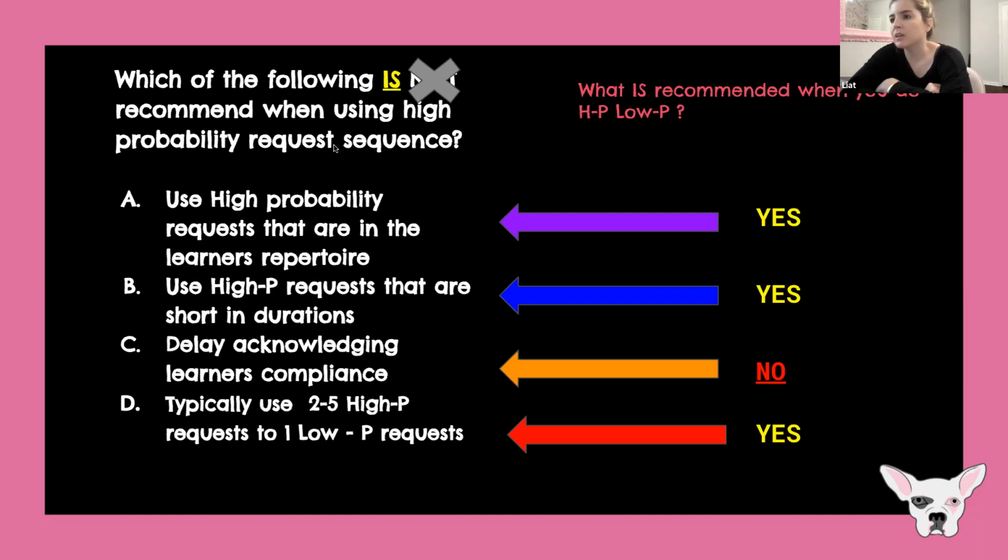Is it true that you delay acknowledging learners' compliance? No. They use great words in there, so that's just there to completely mess you up. And then D, typically use 2 to 5 high P requests to 1 low P request. Yes, true. So now, which one doesn't belong? Which one is not a part of the group? C. C, perfect. And that's exactly what you need to do with not questions.